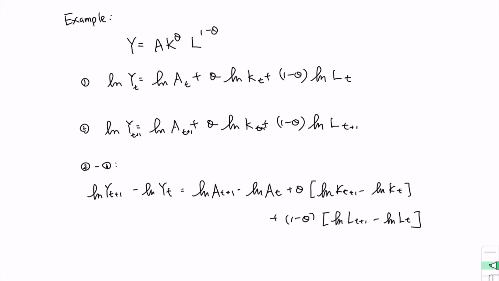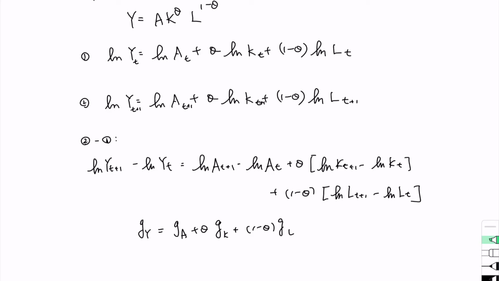Given that the log difference is equivalent to the growth in the variable, the left-hand side of the equation can be replaced with the growth rate of Y, and the log difference of A over time will be the growth rate of A, plus theta multiplied by the growth rate of K, and then plus 1 minus theta multiplied by the growth rate of L.